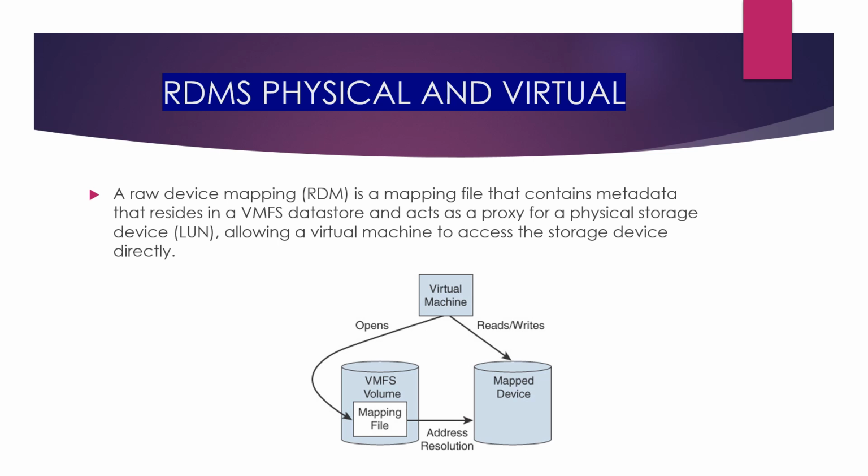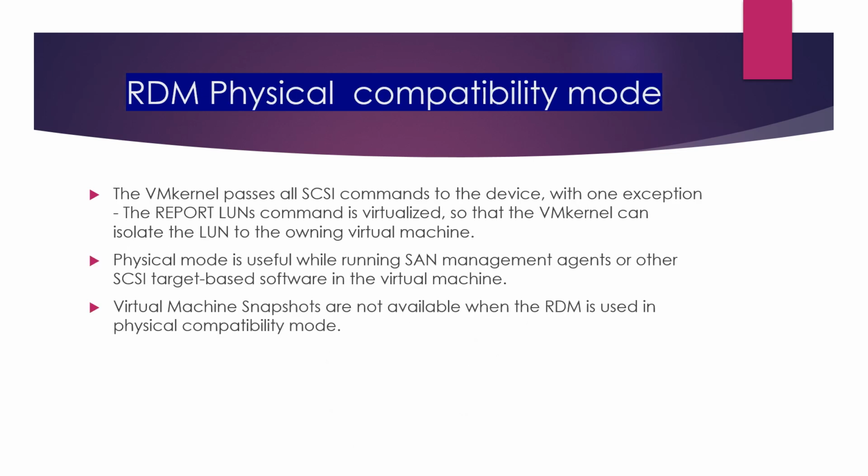RDM disk. RDM, or Raw Device Mapping, is a mapping file that contains the metadata that resides in a VMFS data store. Actually, RDM acts as a proxy for a physical storage device or a LUN. The advantage of RDM is that it allows the virtual machine to access the storage device directly. There are two kinds of RDM disk, physical and virtual.